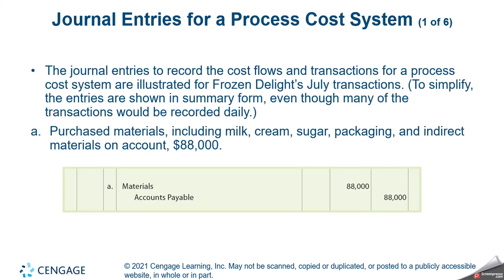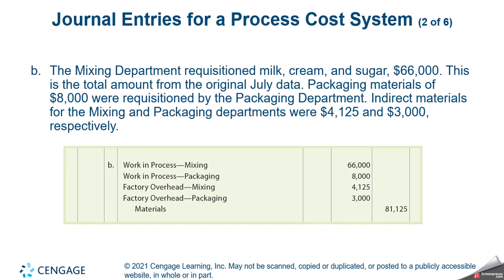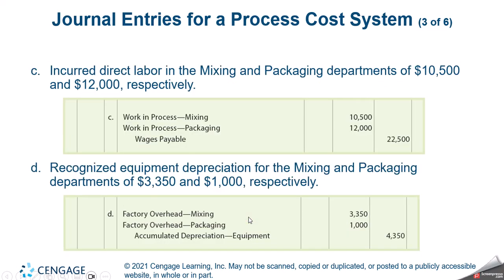So the journal entries: as the materials are purchased, we debit our materials and credit accounts payable, assuming it's on account. As we transfer it, it's going to go out of our materials into the different departments. So into the mixing department, and the cartons and those kind of lids are going to go into our packaging department. And if we have indirect materials, it'll go into overhead. But notice now, not only is our work in process grouped by department, our overhead is grouped by what department it is, whether it's mixing or packaging. So a little more detail.